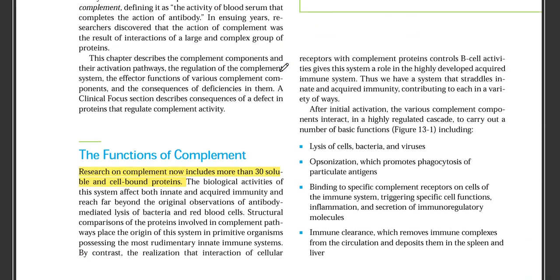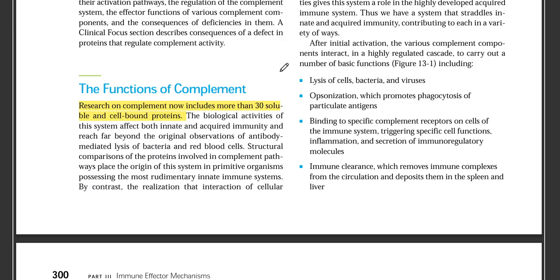Moving on further, we have to talk about the functions of the complement. The functions of complement are many. Firstly, you should know that there are approximately 30 complement proteins. Some of them are soluble and some of them are cell bound proteins. The first important function is the lysis of cells, bacteria and viruses, as we discussed above.